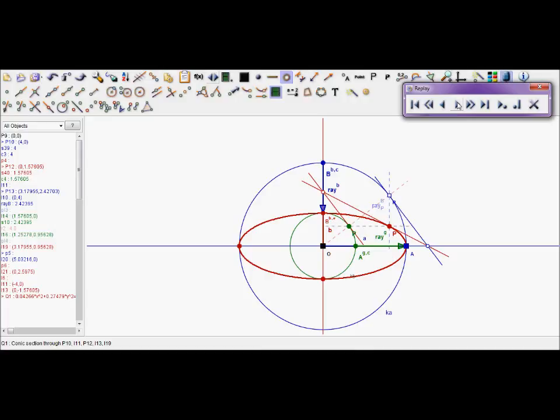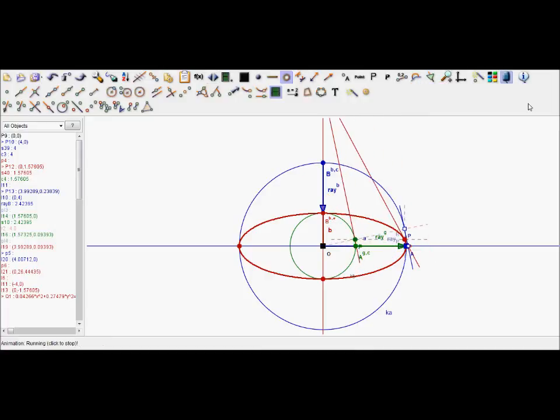Now let's take a look at the animation. This animation shows the construction of the ellipse with the movement of the point P on the bigger circle. So no matter which point we choose in the beginning, we always get the same result.